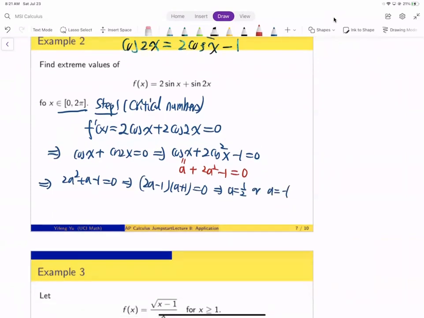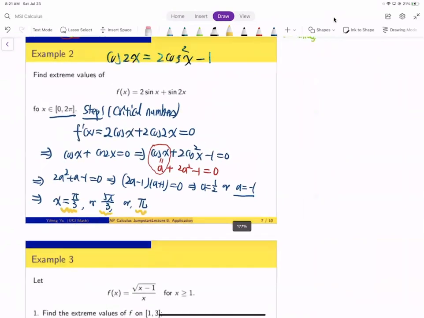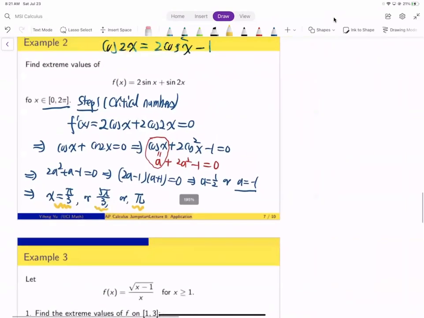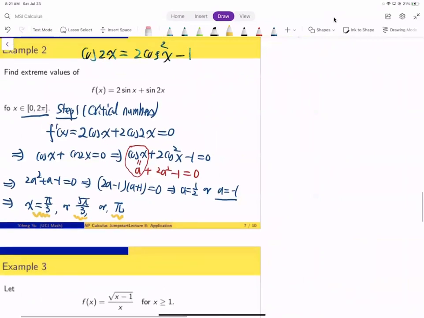Remember that a is cosine x, and from here we derive that x equals pi over 3, or 5 pi over 3, or if a is negative 1, cosine x equals negative 1, and x has to be pi. All right, so we identify 3 critical numbers: pi over 3, 5 pi over 3, and pi. So this is step 1. Now step 2, let's evaluate those numbers.